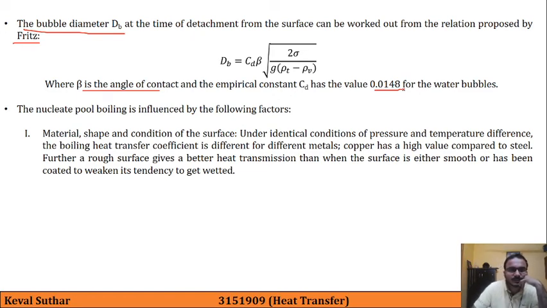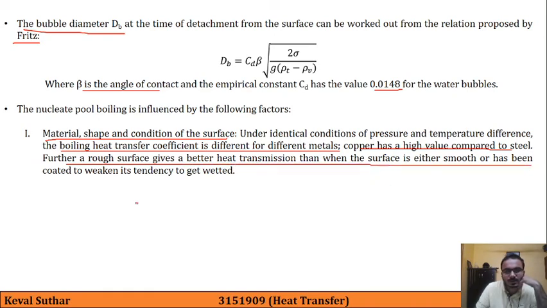Nucleate pool boiling is influenced by various factors. First is material, shape and condition of the surface. Under identical conditions of pressure and temperature, the boiling heat transfer is different for different metals. That is, copper has a higher value than steel. Further, a rough surface gives a better heat transmission than when the surface is either smooth or has been coated to weaken the tendency to get wetted. So this condition is also important.